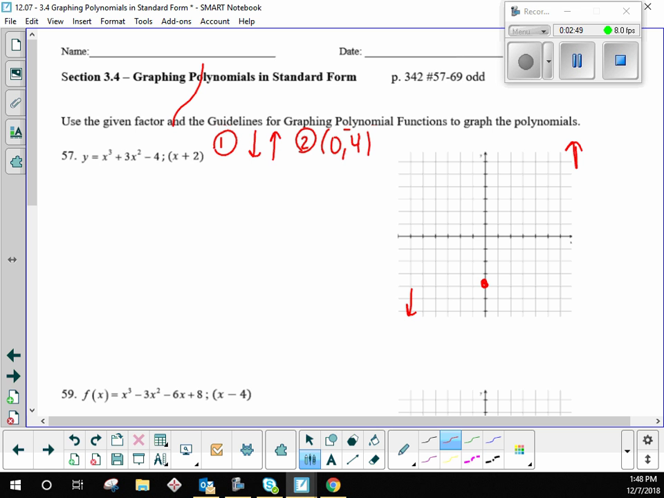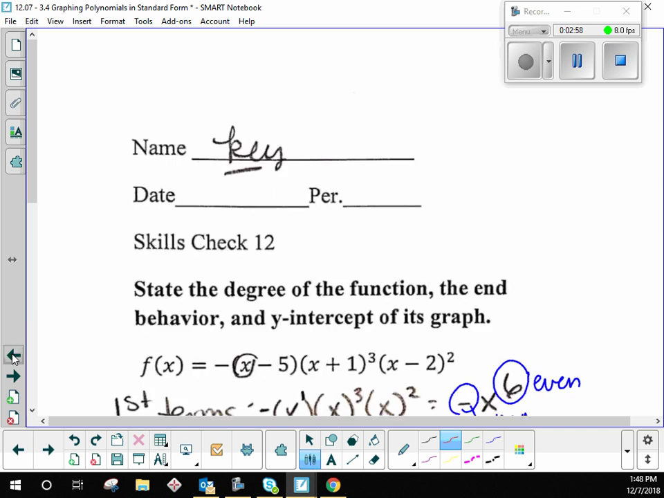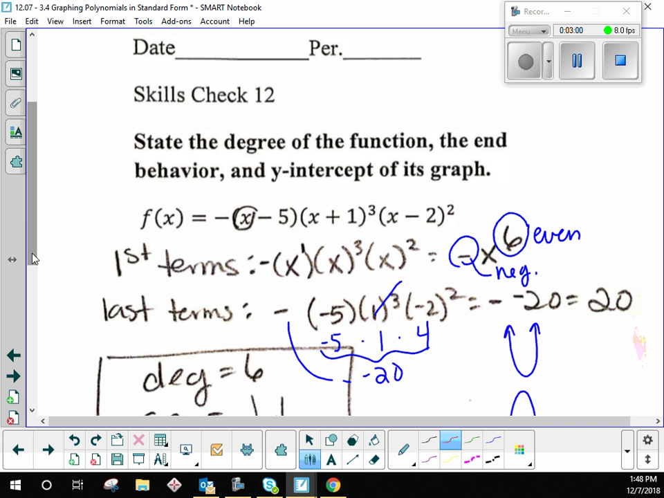The next step on your notes, step 3, is to find the zeros. So again, just as a contrast, here on our skill check, if I wanted to have found the zeros, I would just look at each factor. This would give me a 0 of +5, this would give me a 0 of -1, and that one +2. When it's in standard form, like our homework today, we don't have factors, but we can get them. And that's the goal of step 3.